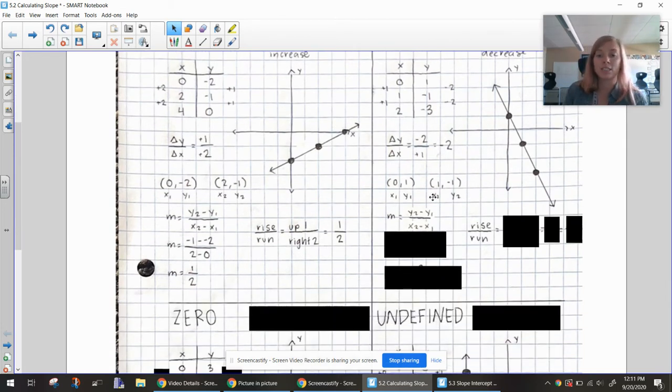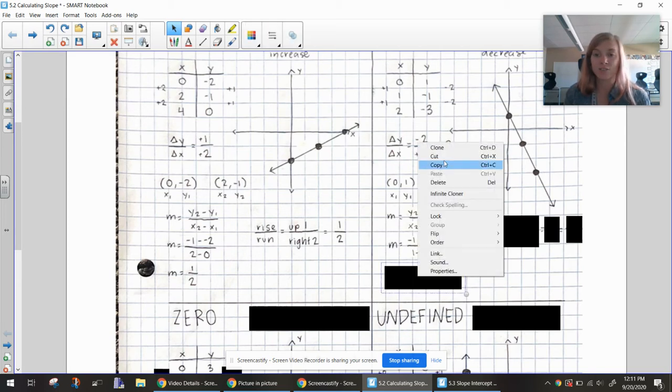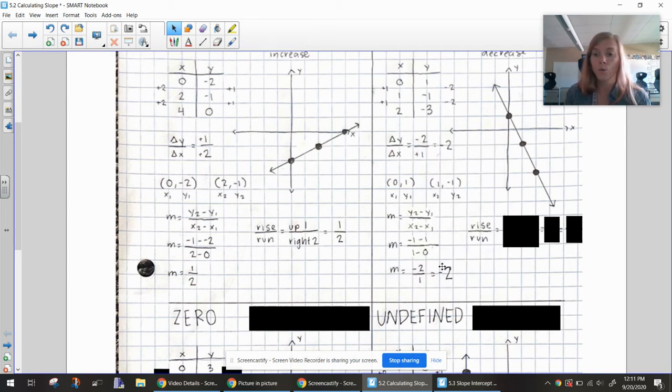Then I'm going to use my slope formula to take these first 2 points from my table and calculate the slope using the slope formula. y2 minus y1 over x2 minus x1. So y2 minus y1 is -1 minus 1, x2 minus x1, 1 minus 0. That gives me -2 divided by 1, or -2.